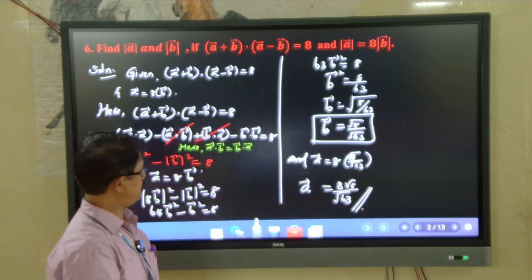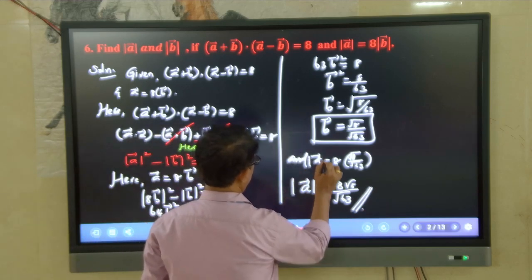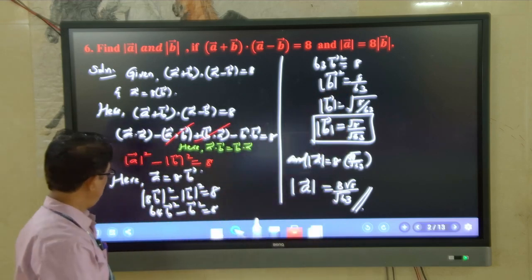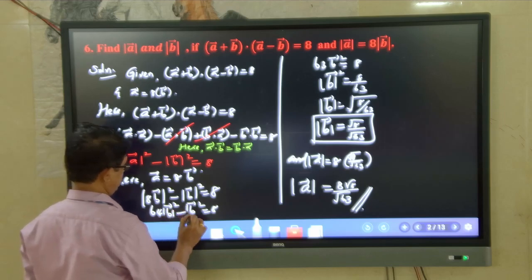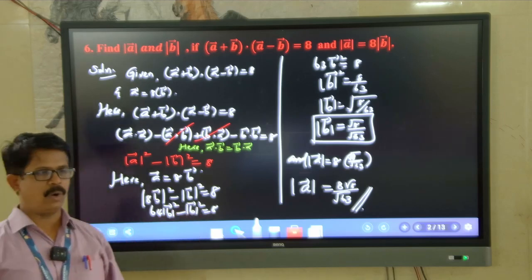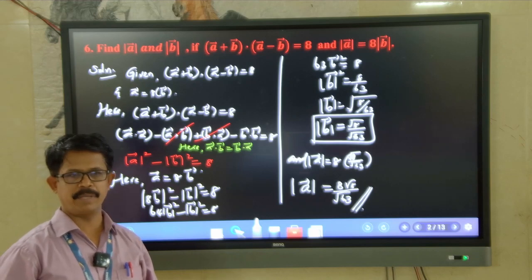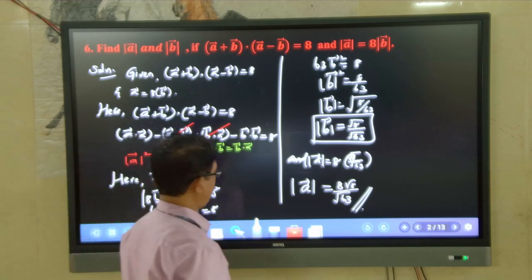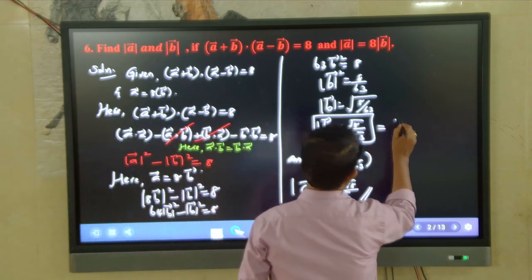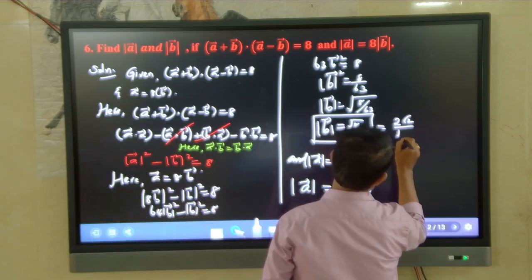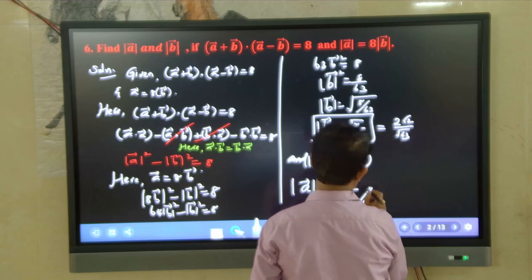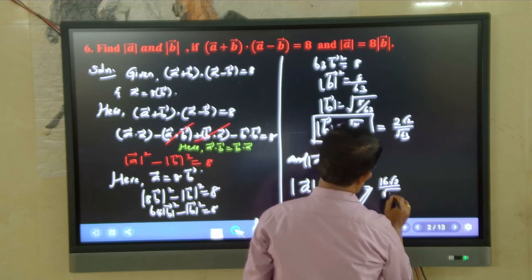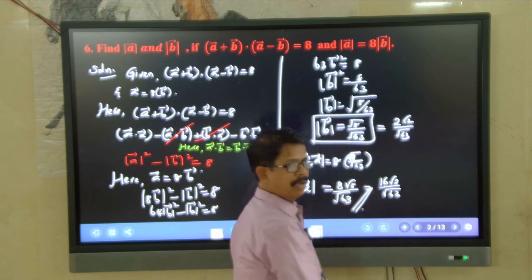This is what? Modulus values. Yes, I forgot the modulus. Any doubts? Any doubt, girls and boys? Can I go to the next question? We can write, otherwise, here also 2 root 2 by square root of 63. Then we can write here 16 root 2 by square root of 63. It is the same.